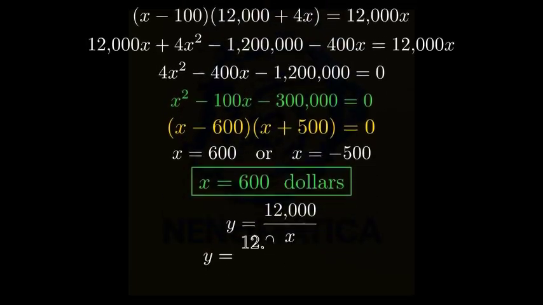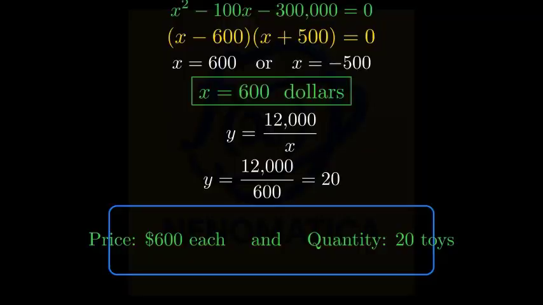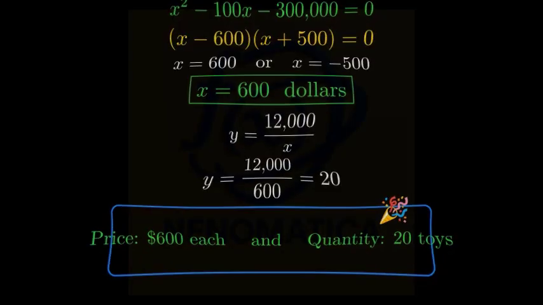Finally, compute the number of toys using y equals 12,000 over x. With x equal to 600, y equals 20 toys. Answer: the original price per toy is $600, and Mr. Ahmad bought 20 toys. Great work!